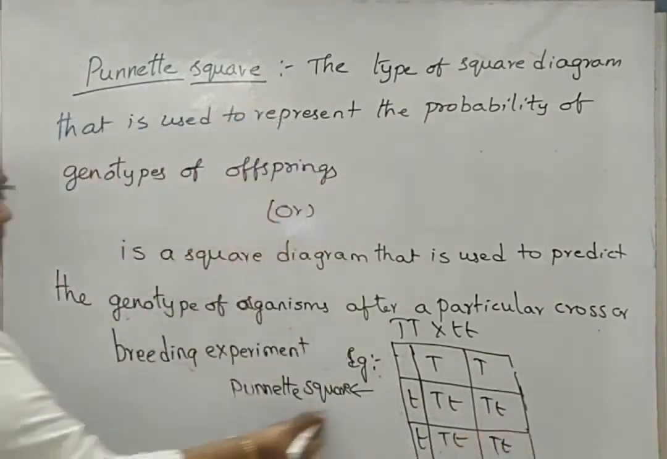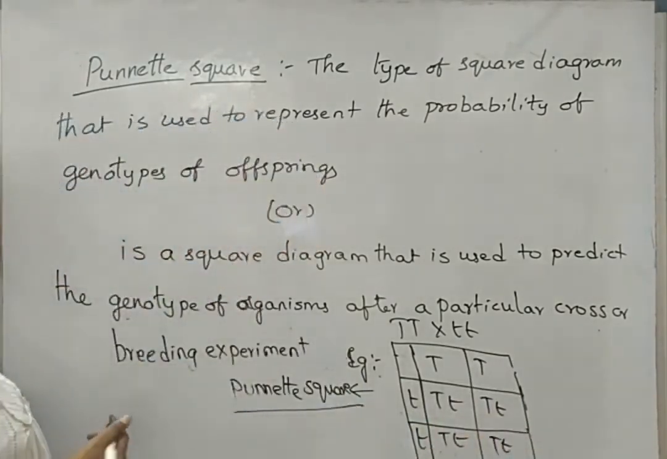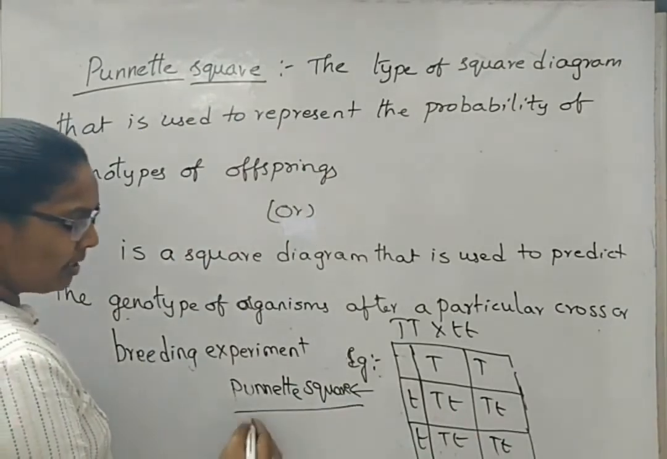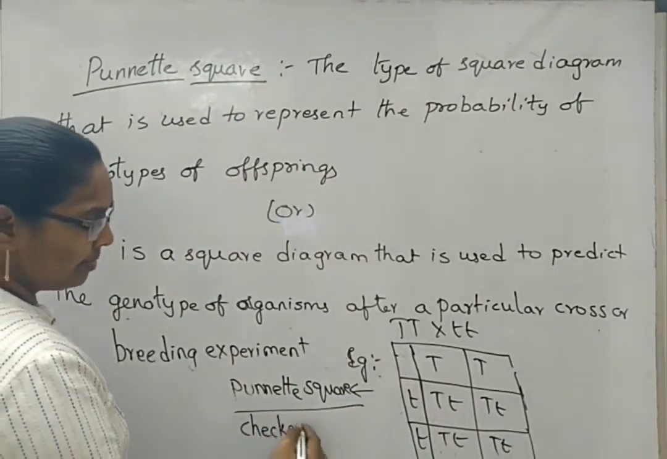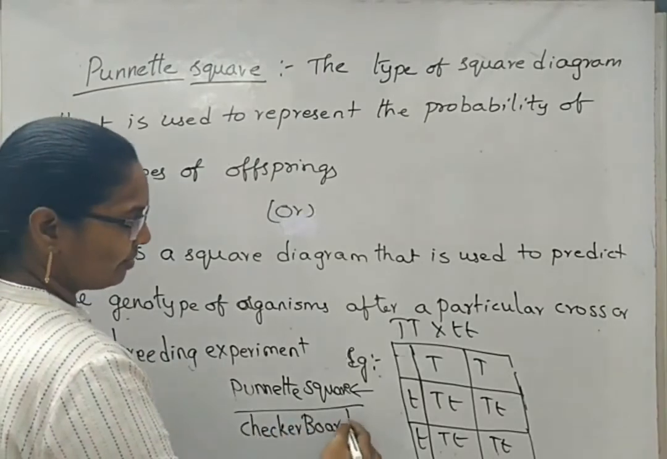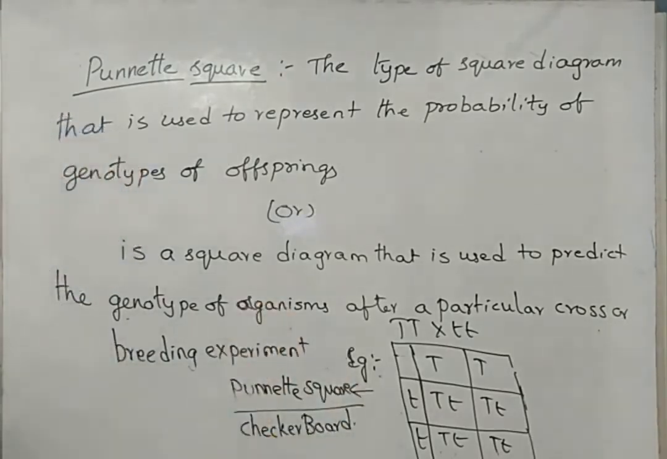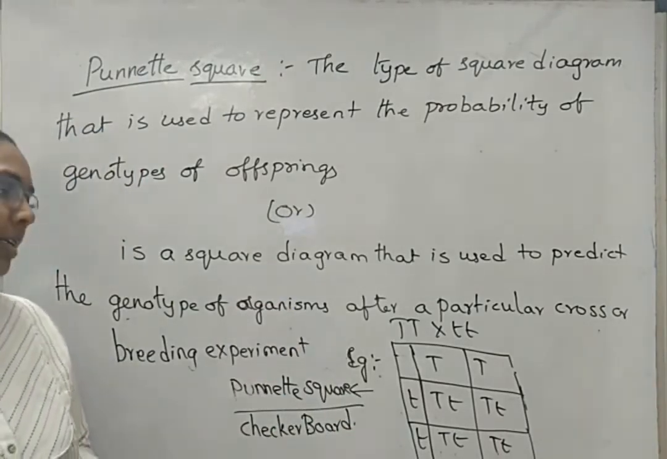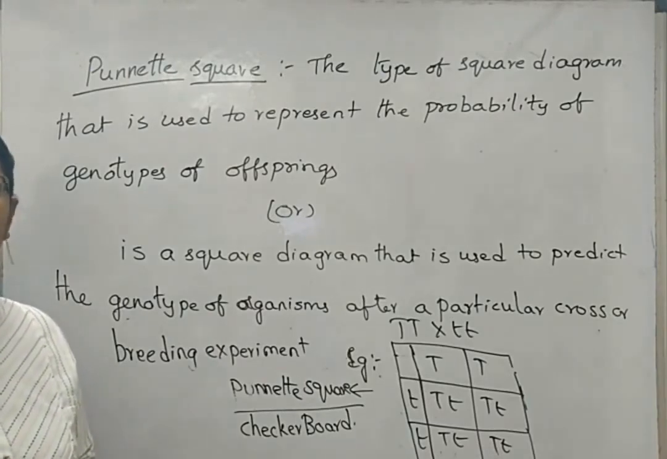So now, sometimes this Punnett square is also called with another term, that is checkerboard. Okay. So these are few important terms that we have to complete in Principles of Inheritance chapter. Next, in the next video, we will start with Mendelism.